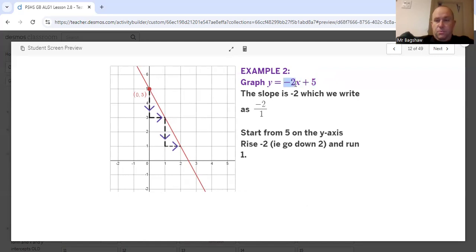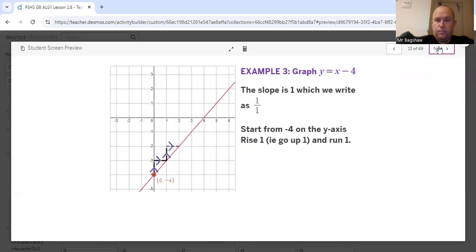Once again, we have a slope that is not a fraction. So we make it a fraction by putting it over 1. And we should be thinking immediately about the fact that this -2x is going to be a negative slope. So this is going to be going downwards, as you can see on here. So we go down 2 and across 1, down 2 and across 1, and so on. And we can join this up.